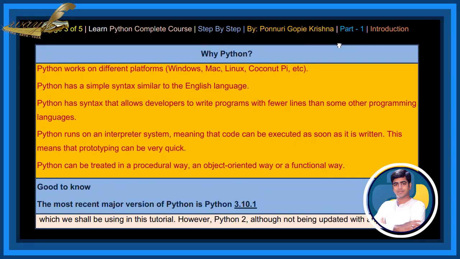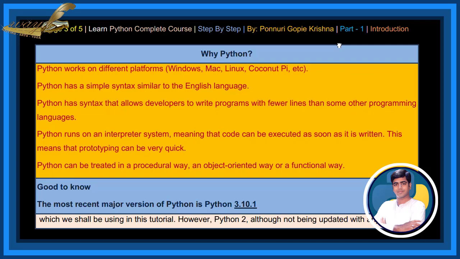Python works on different platforms like Windows, Mac, Linux, Raspberry Pi, etc. Python has a simple syntax similar to the English language. Python has syntax that allows developers to write programs with fewer lines than some other programming languages. Python runs on an interpreter system, meaning that code can be executed as soon as it is written. This means that prototyping can be very quick.